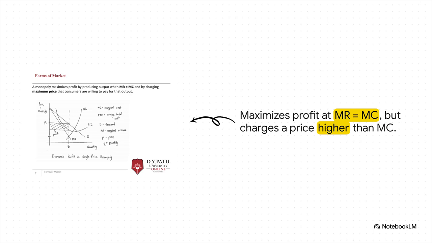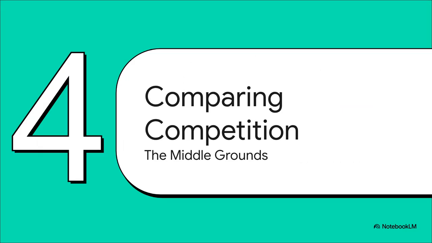For monopoly, the price is greater than the marginal cost. Okay, so we've looked at the 2 extremes, right? Perfect competition on one end and monopoly on the other. But let's be real, most markets you see in the real world are somewhere in the middle. So now let's explore those middle grounds, monopolistic competition and oligopoly.